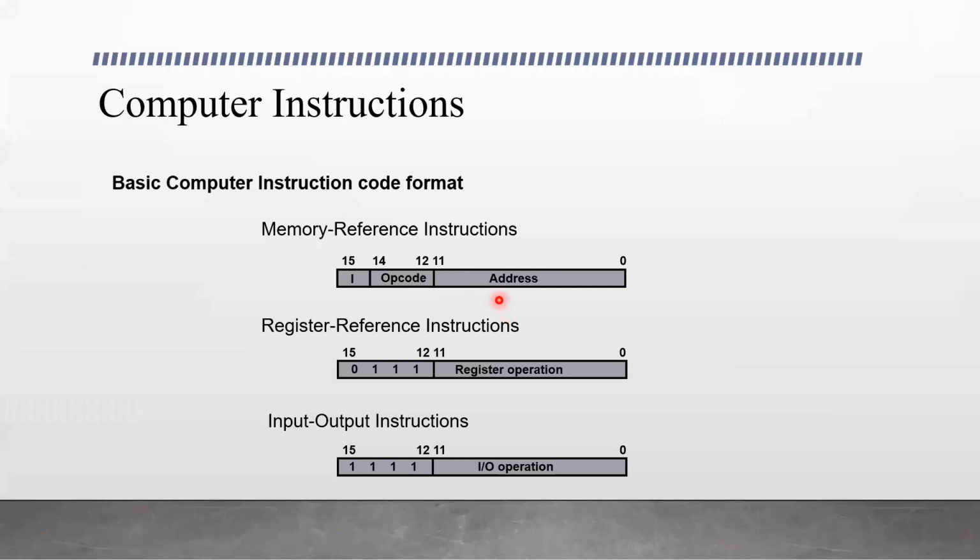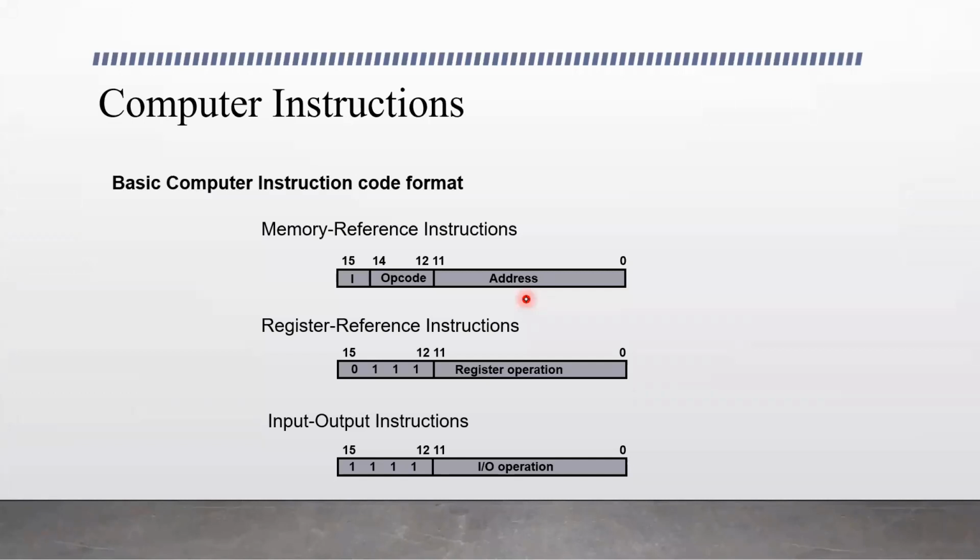The least significant 12 bits are used for the memory address, where the operand on which the operation is performed is stored. So the instruction of this format is called a memory reference instruction. Why is it called a memory reference instruction? Because there is a reference to the memory location in this instruction. Bits 0 to 11, the least significant 12 bits, refer to the memory location where the operand is stored. So the instruction of this format is called a memory reference instruction.